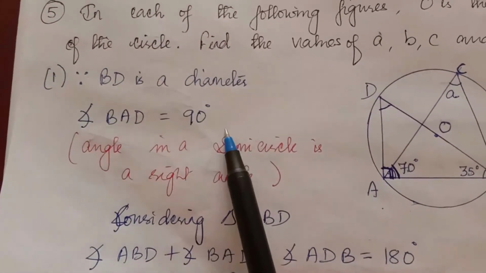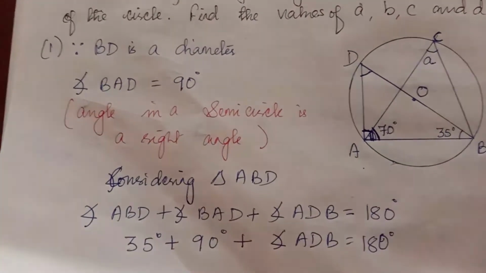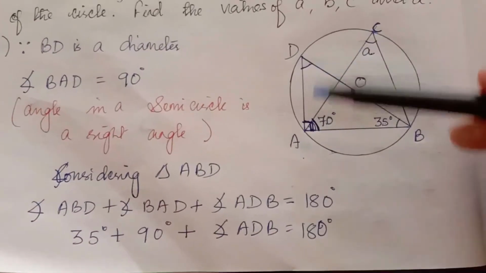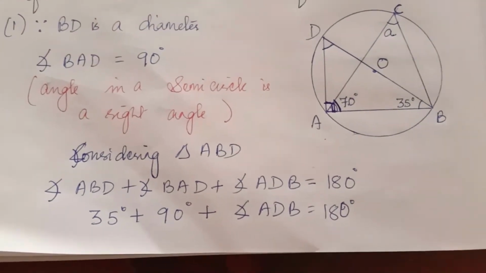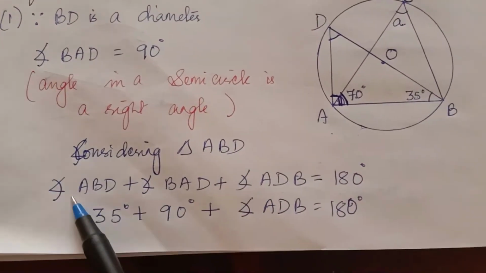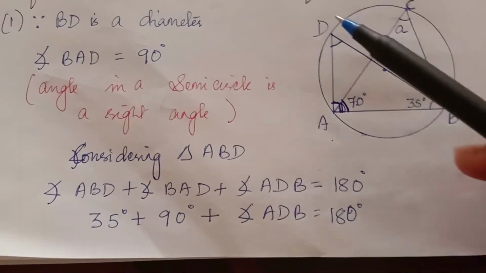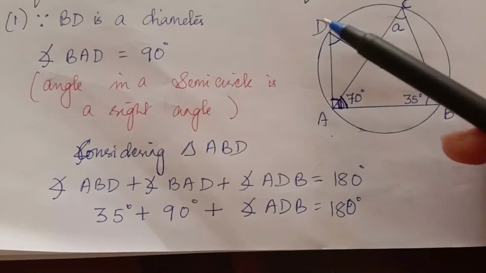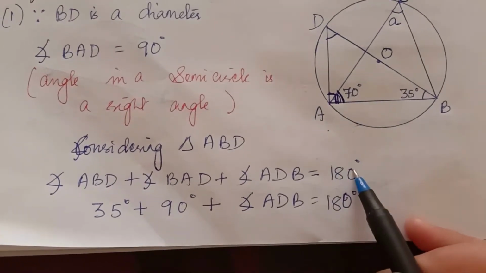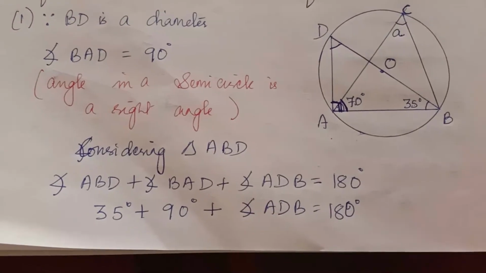So angle BAD is 90 degree because angle in a semicircle is a right angle. So we will consider this triangle to find the third angle. In this triangle we have angle ABD, angle BAD, and ADB, which sum to 180 degree. We know the total angle of a triangle is 180 degree.